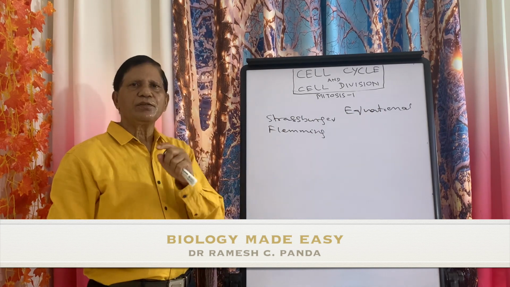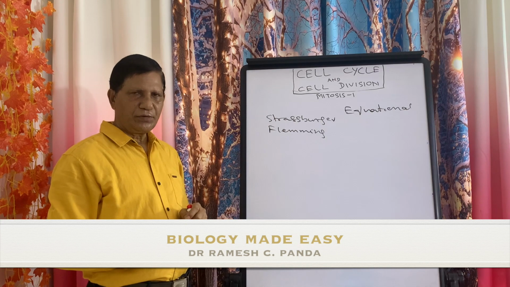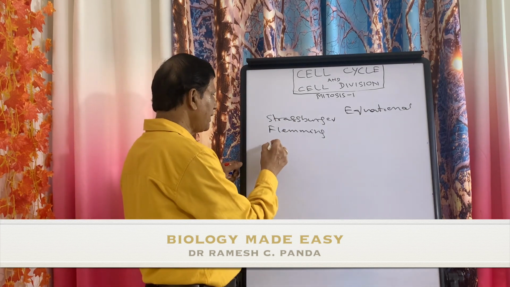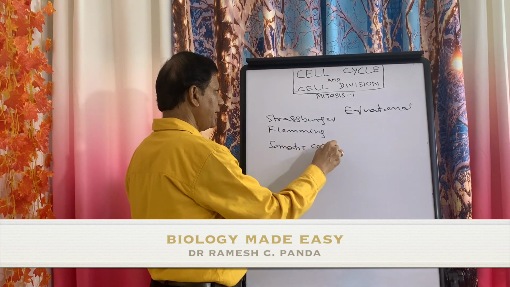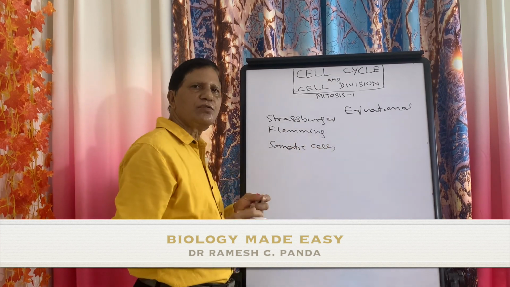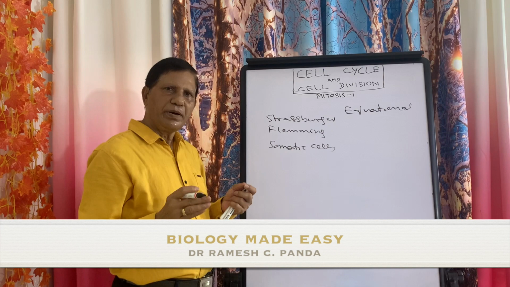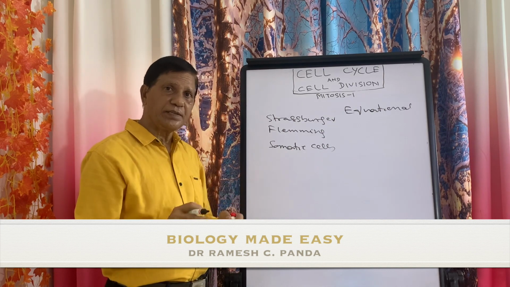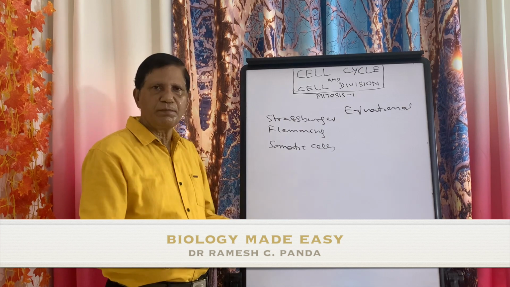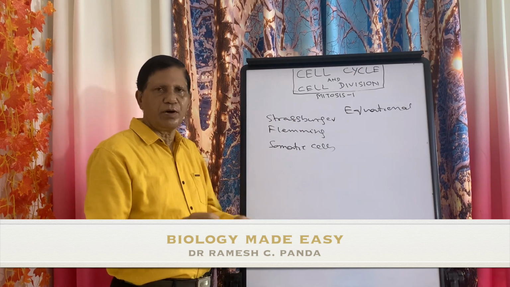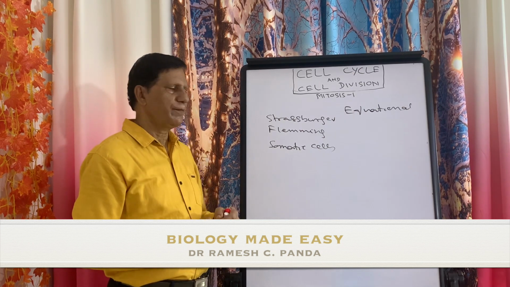Now where does this mitosis take place? Mitosis usually takes place in somatic cells, that means in all body cells. That is why mitosis is also sometimes known as somatic cell division. But it can take place in reproductive cells only during the growth of reproductive organs, not at the time of production of gametes, sperms, ovum, like that.